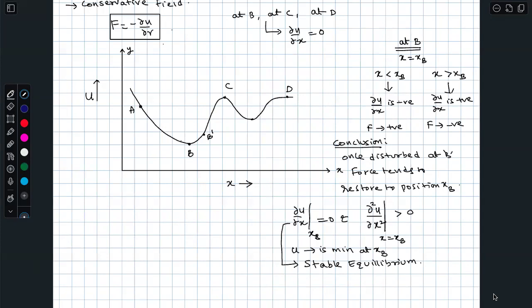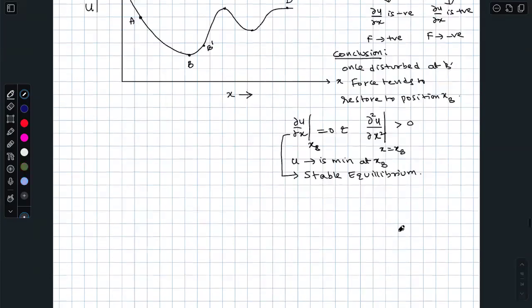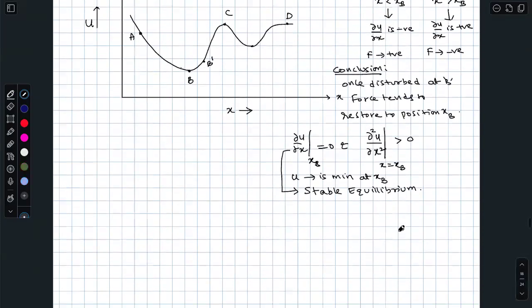Are we clear? Then if we are clear, I'll proceed further. Next, let us discuss the picture at X is equal to XC. At X is equal to XC, dou U by dou X is equal to 0.